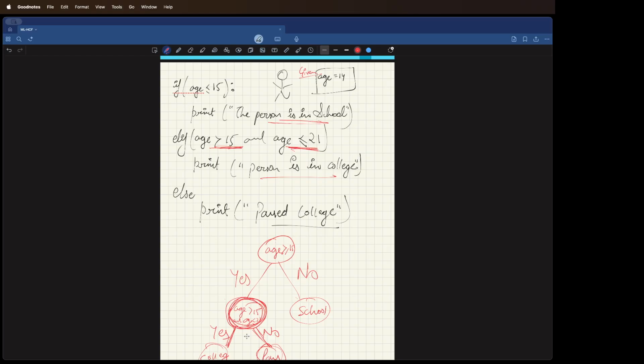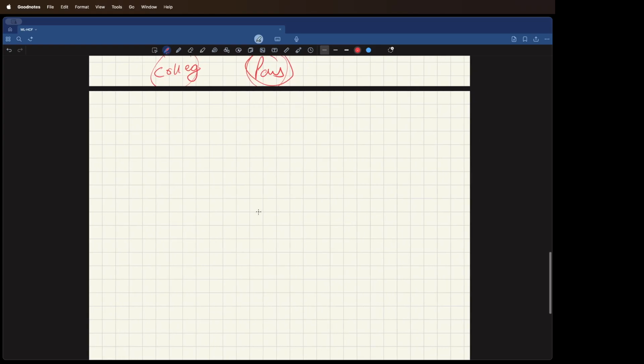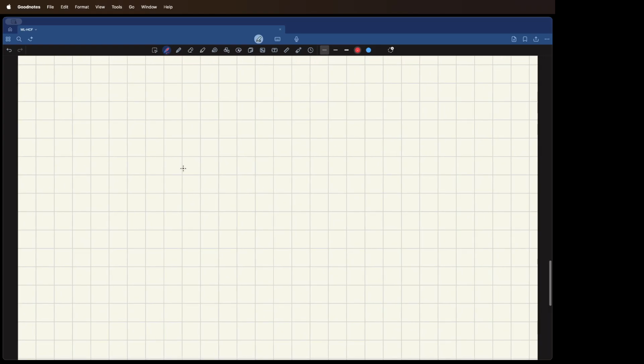Okay. Then here comes one more part. There is one famous data set. We call it the play tennis data set. Alright, so what is the condition in this?